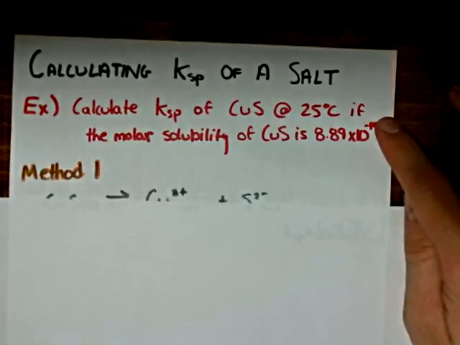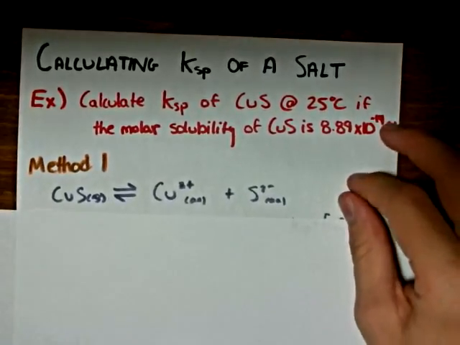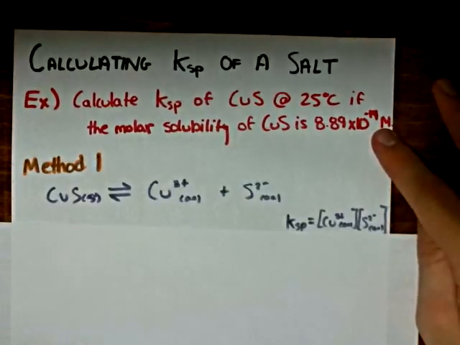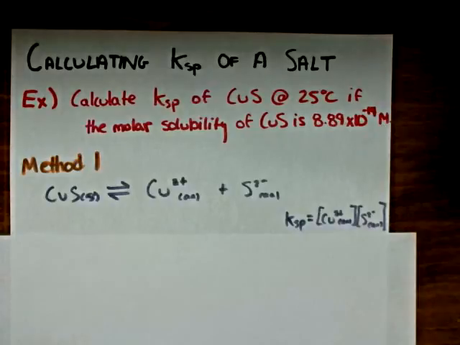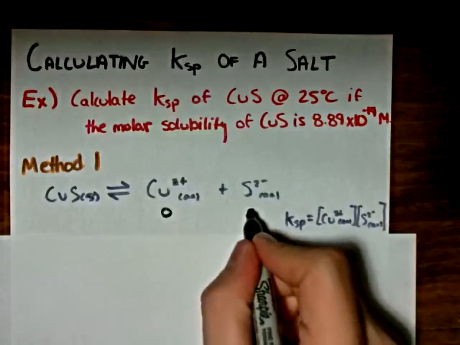In the first method, we're going to use an ice table to solve this problem. And this is the dissociation, this is the equilibrium that's formed when copper sulfide is placed in water. We get a copper 2 ion and a sulfide ion. And the equilibrium expression will be the product of the copper 2 ion and the sulfide ion. So of course, when we initially place this copper sulfide in water, we're going to have an initial concentration of 0 for both of the ions.